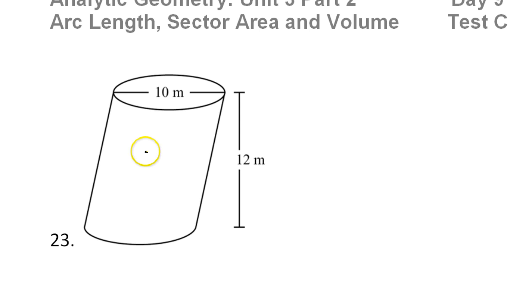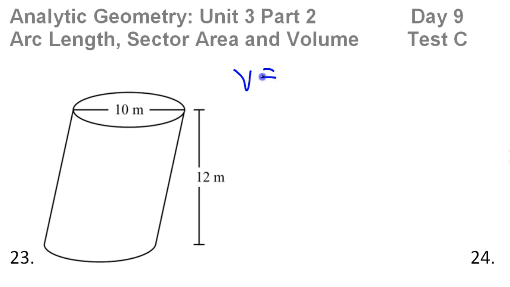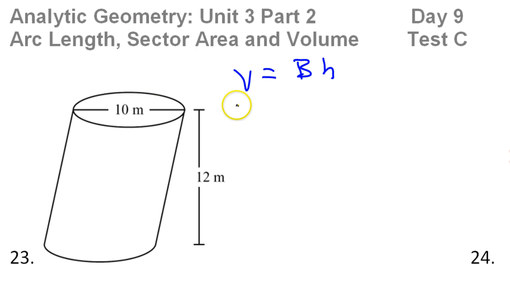Okay, so this is a cylinder, and we know that the formula for the volume of a cylinder or a prism is area of the base times height. So volume is area of the base times the height. Cavalieri figured out that that same formula will work regardless of if the cylinder is leaning over to one side or not. Just make sure you're measuring the height vertically.